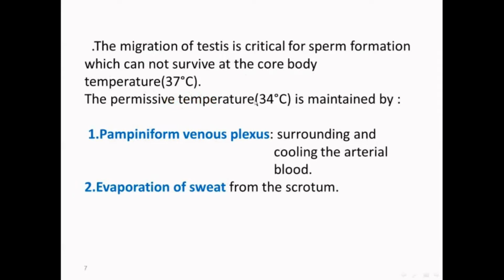The permissive temperature, as I mentioned, 34 centigrade, is maintained by the pampiniform venous plexus, a venous plexus that surrounds and cools the arterial blood, and by evaporation of sweat from the scrotal skin surrounding the testis. In addition, certain muscles, the dartos muscle, by contraction will help to move the testis away from or close to the body according to the requirement.